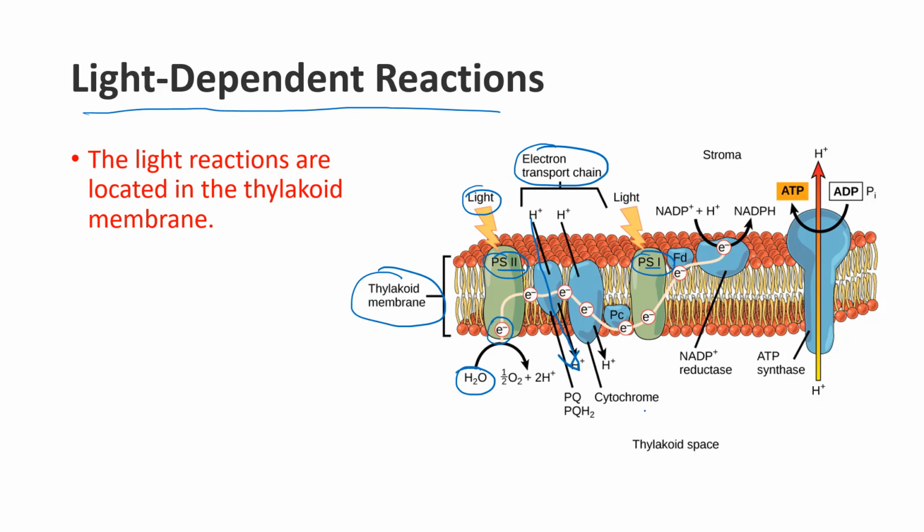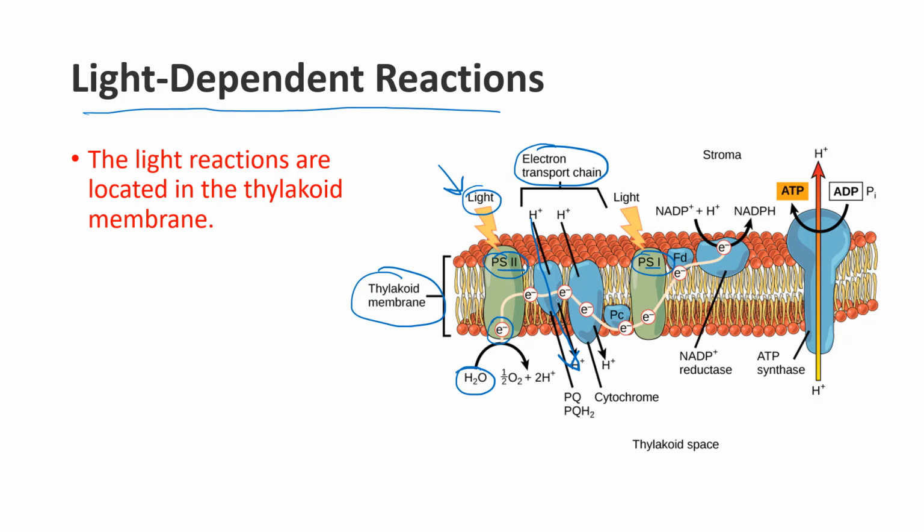So this is almost exactly what's happening in cellular respiration, except the source of the electrons is different, right? The source of the electrons in cellular respiration is glucose, and here the source of the electrons is water, but those electrons from water still have to be energized before they can be used in the electron transport chain, and the energy to energize those electrons comes from light.